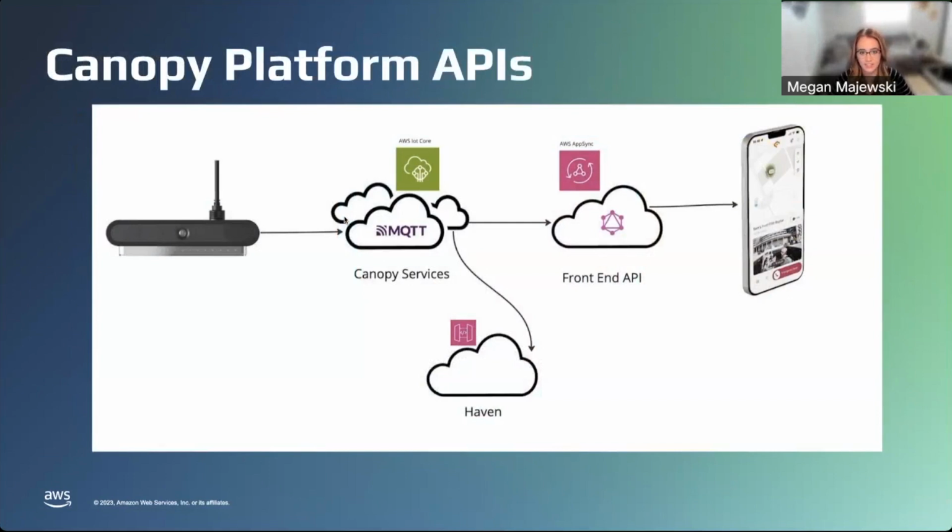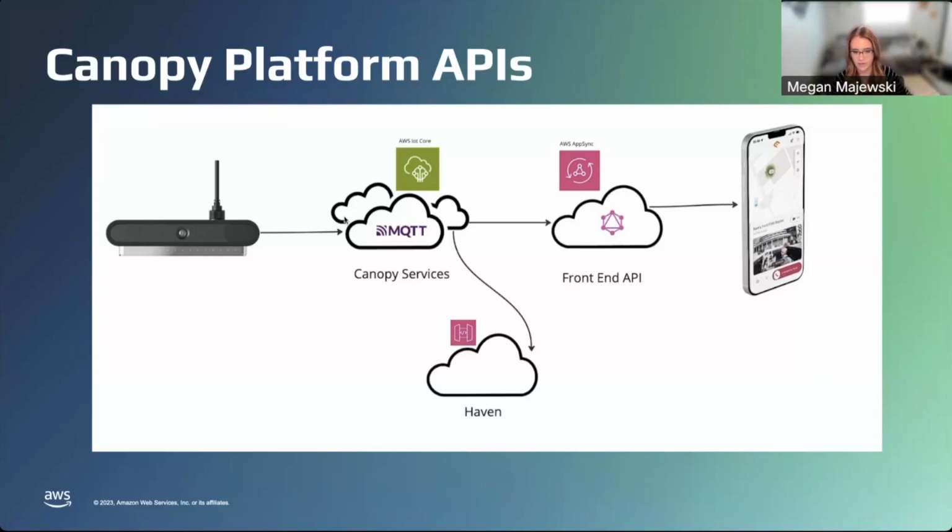Since I am on the platform team, I'd like to share a little bit about how we have decided to build our platform. As I mentioned quickly, the device communicates to our API that we call Canopy Services. We use the MQTT API and all of our devices are registered with AWS using IoT Core.